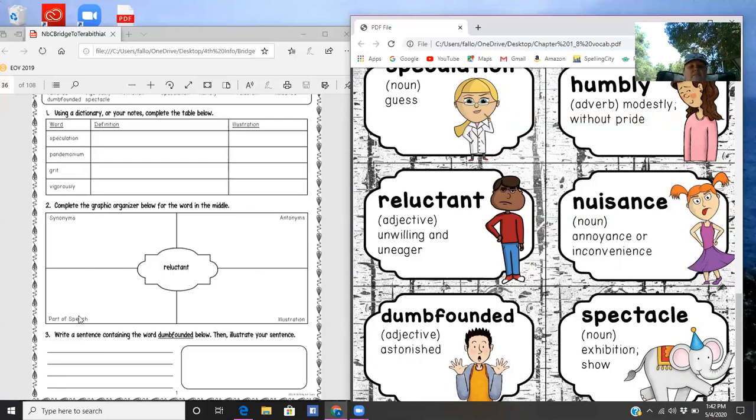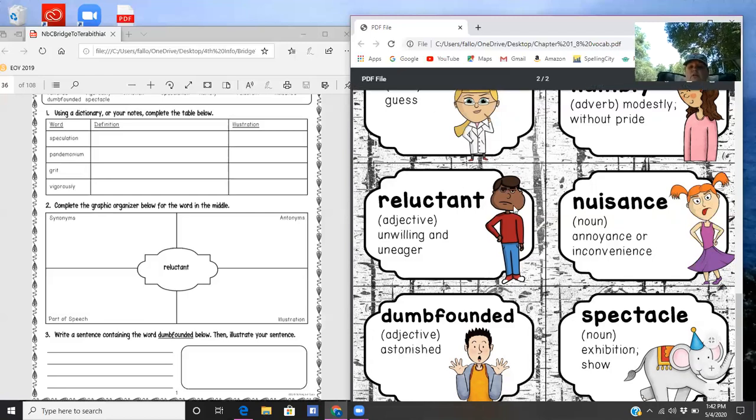Then it asks in the bottom left box, the part of speech. It tells you on your vocabulary card the part of speech that it is. It's an adjective, so you can just write that in that box. And then it asks you to draw a picture to go with the word reluctant. And your vocabulary card will give you a clue of something that you could draw to show reluctant.